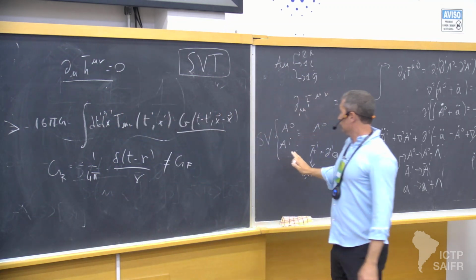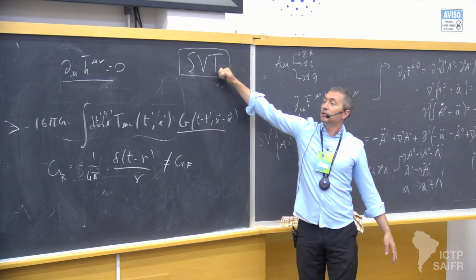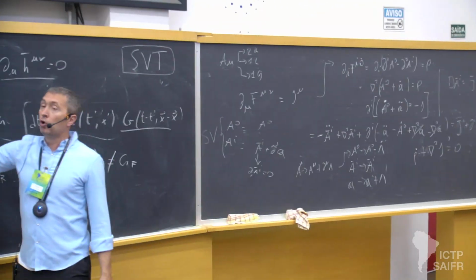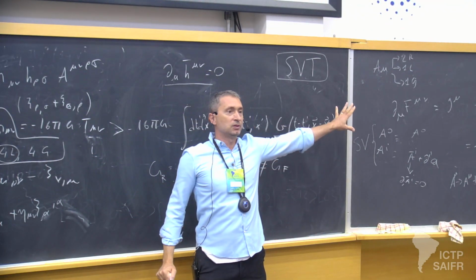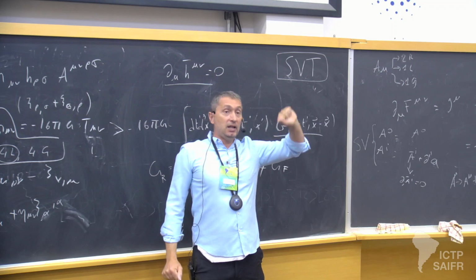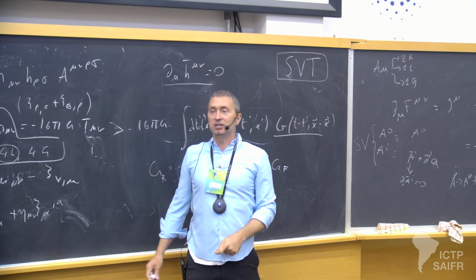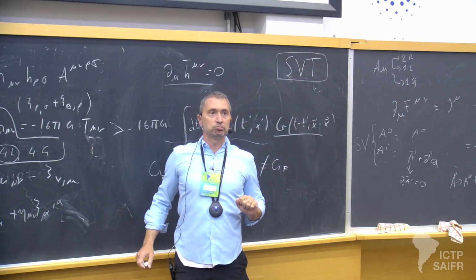So I don't do now on the blackboard the generalization of the SVT decomposition applied to gravity. I just state the result, hoping that you can digest it on the basis of the gauge field example. If you cannot digest it, you should go to the notes and read the 5-6 pages where this is derived in all mathematical details. Okay?